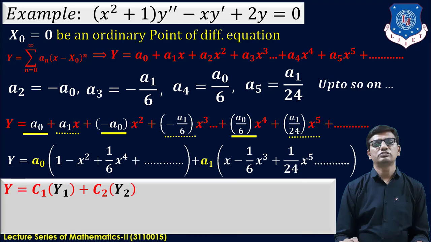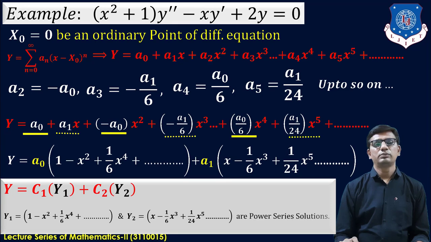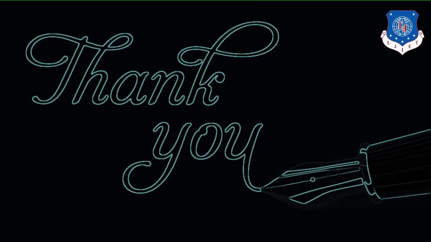This is our general solution y equals c1y1 plus c2y2, where y1 equals 1 minus x² plus 1 by 6 x⁴, and y2 is the second power series solution, x minus x³ by 6 plus x⁵ by 24 and so on. Here c1 and c2 are arbitrary constants. We are taking c1 equal to a0 and c2 equal to a1, which are our arbitrary constants in our differential equation. Thank you very much.